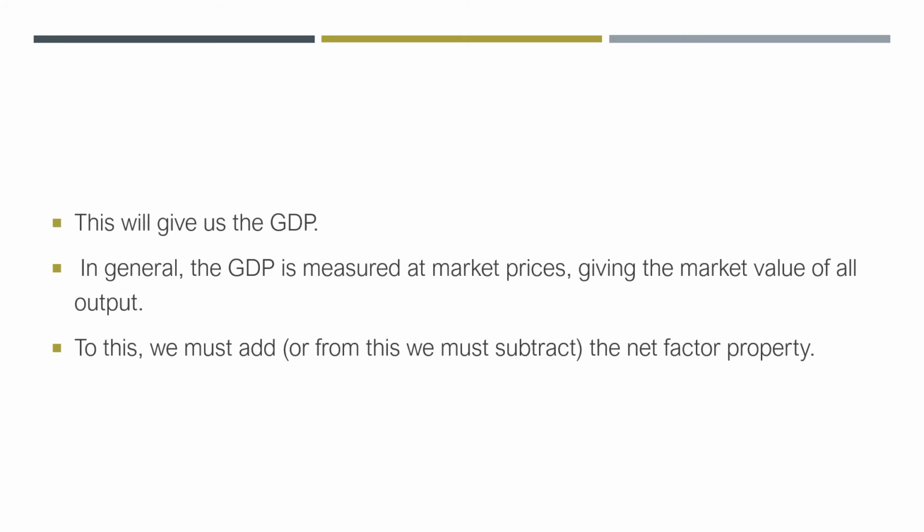and imports are those items which are produced by some other country and we buy when they arrive in our country. Now, this will give us the GDP, and in general, the GDP is measured at market prices, giving the market value of all the final output. We have seen the difference between market price and factor cost. So, when there is market price, we have to add the net indirect taxes, and to this we must add the net factor property. That is it.